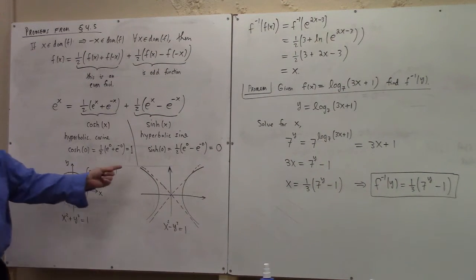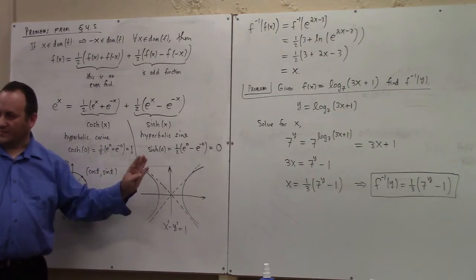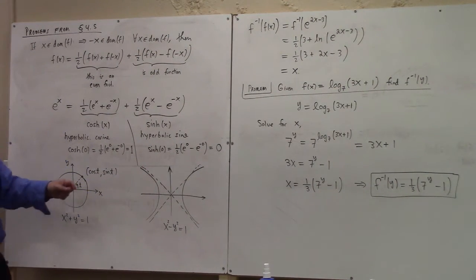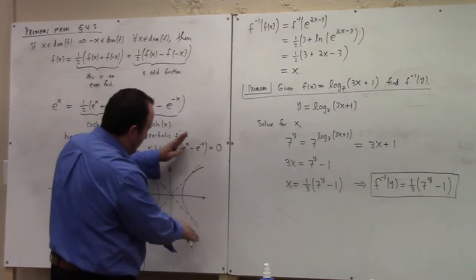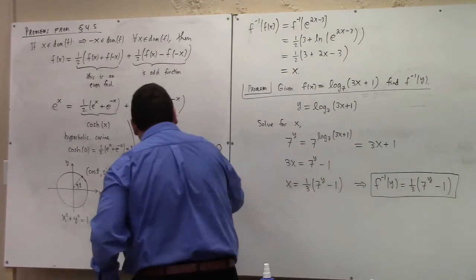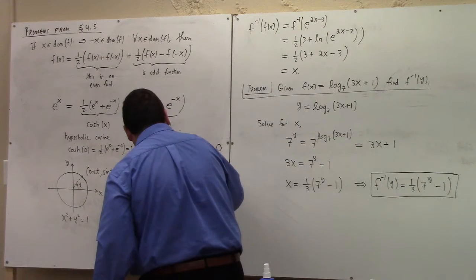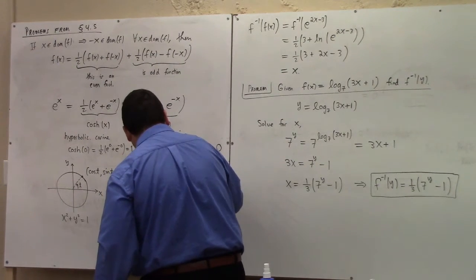The dotted lines are the asymptotes. They approach that, but they don't get to it. So the hyperbola is stuck between the lines y equals plus or minus x. As it goes out here, if I did a better job drawing it, it would look more like this.